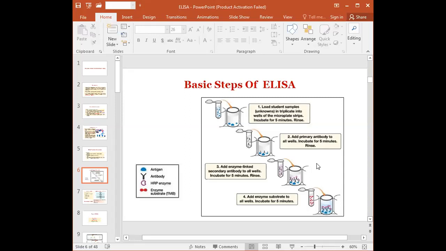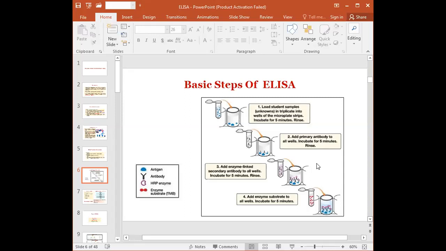The first step is that we have to load the sample, meaning the antigen we are looking for, into the microtiter wells. We pour 25 to 50 microliter of antigen solution or the patient sample. Because it is unknown to us whether the antigen is present or absent, if the antigen is present there, it will absorb to the inner surface of the 96 well plate.